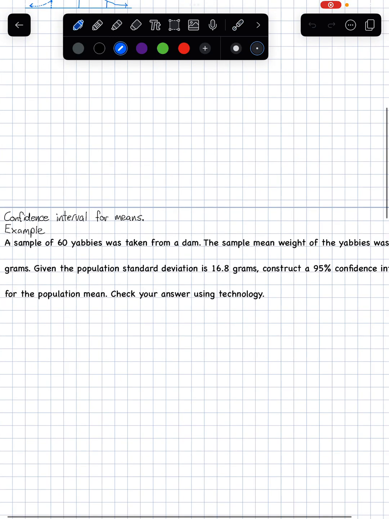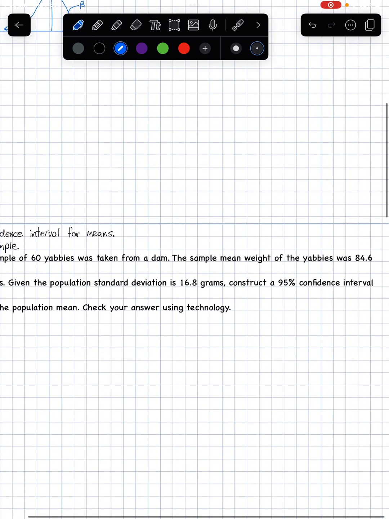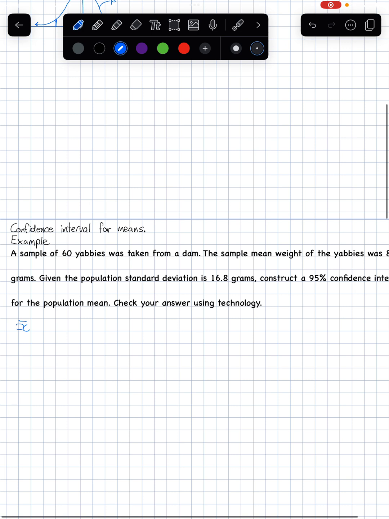So I'm just going to zoom in a little bit. We have x bar, which was the mean of the sample, and we got a mean weight of 84.6. Okay, and then we get n equals 60 because we took 60 yabbies.